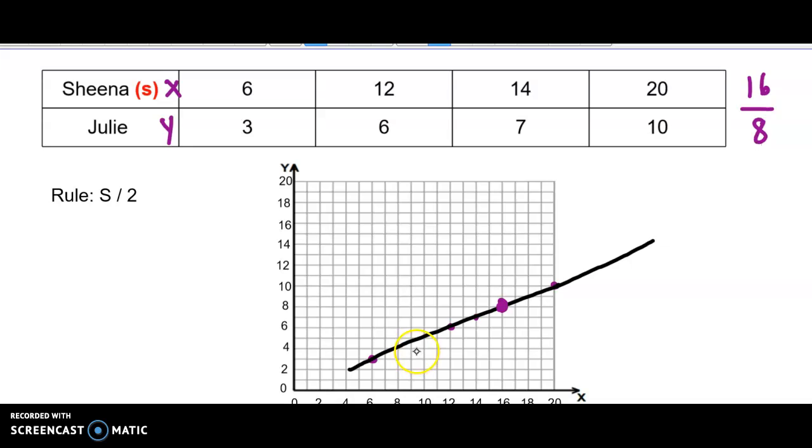Let's try another one here. How about this one right here? That's at 8, 4. 8 divided by 2 is 4. That would also be a part of Sheena and Julie's math game that they were playing yesterday because it matches the rule. Okay, so there's a lot more points than the ones that you actually plot on a graph that show the rule. Whenever you plot out your points for the rule, it will make that consistent line.